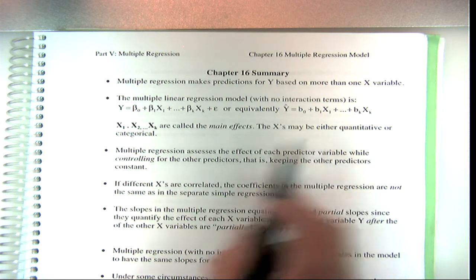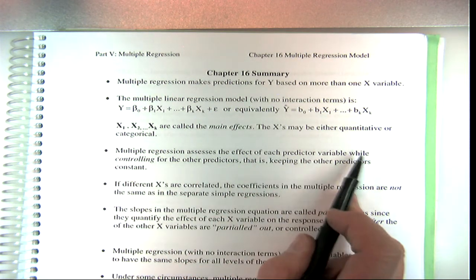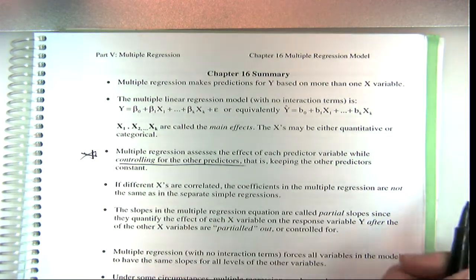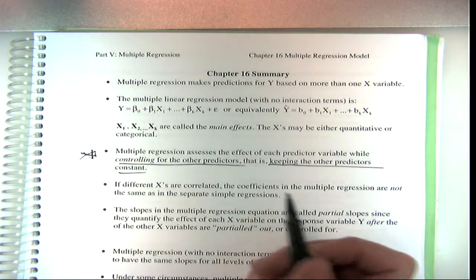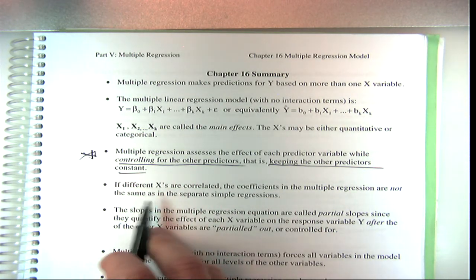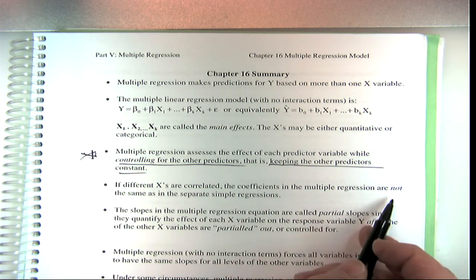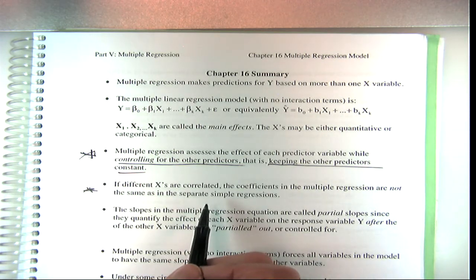Now, multiple regression assesses the effect of each predictor variable while controlling for the other predictors. This is very important. That means keeping the predictors constant. All right? Now, if different x's are correlated, like we saw, then the coefficients in the multiple regression are not the same. If they're uncorrelated, they would be.